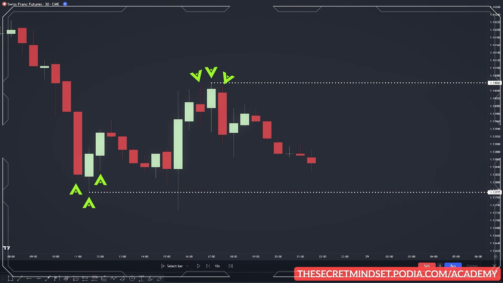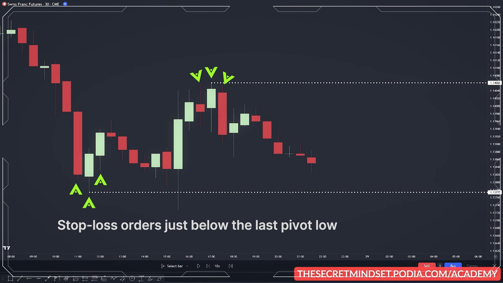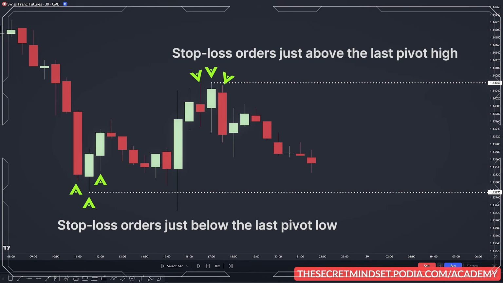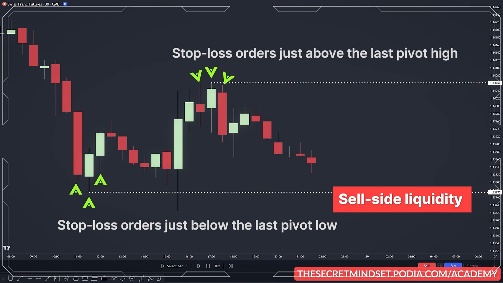If someone buys when the price is going up, they often put their stop loss just below the last swing low. If they're selling when the price is going down, they put their stop just above the last swing high. This creates two types of liquidity. Sell-side liquidity, where sell stops pile up below swing lows, and buy-side liquidity, where buy stops gather above swing highs. Big players in the market, the smart money, love to hunt these areas. They place orders to buy below the lows and sell above the highs, hoping to trigger all those stops.